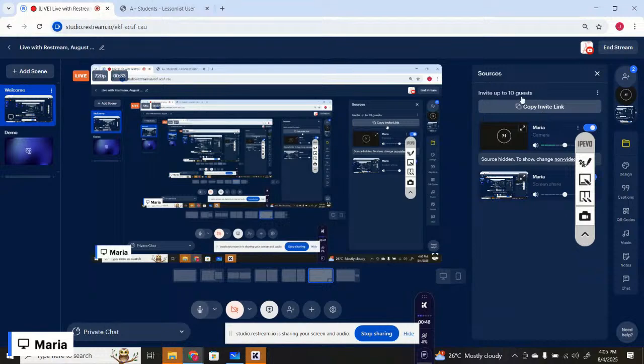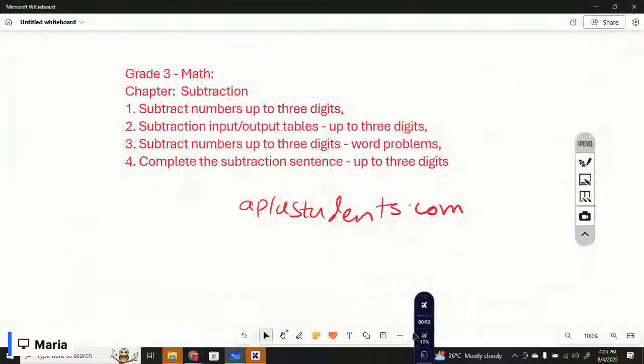Okay, so we are here for grade 3 math. You can find all the lessons on aplustudents.com. You have to log in there using your email address and password as provided by the administrator. Then you have to select math from the subject tab, scroll math, and then click on view all lessons.